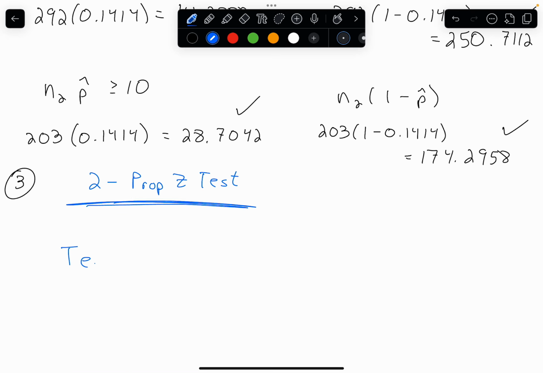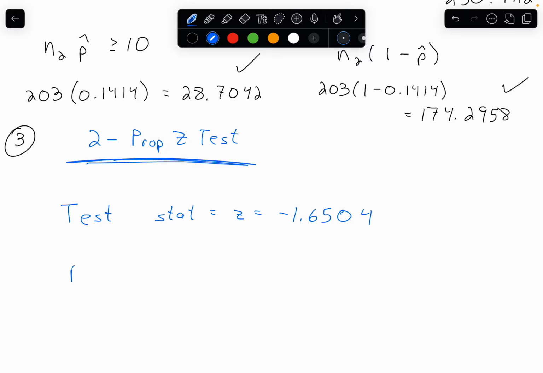My test stat, we said, is a z-score. Z is equal to negative 1.6504. We'll go ahead and round to 4 decimal places because that's what we've been using throughout this problem. So there's our test statistic, and then of course our p-value, the thing that we're going to use to help make our decision. Our p-value this time around is 0.0989. So there is our p-value. These are the 2 things that I'm going to be looking for. These are generally the 2 things that are most helpful for us towards the end of our hypothesis testing problem.